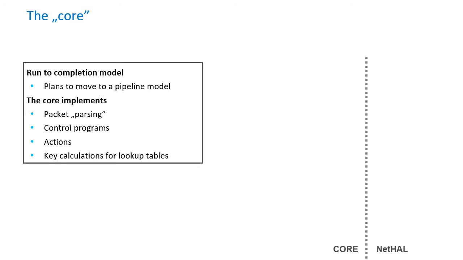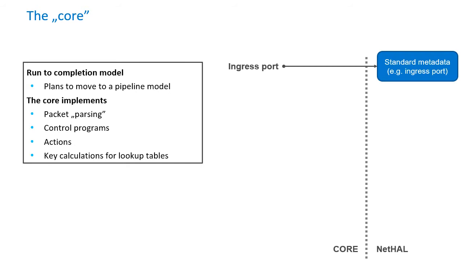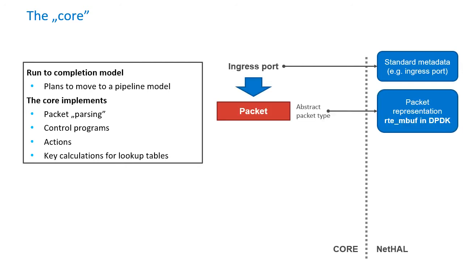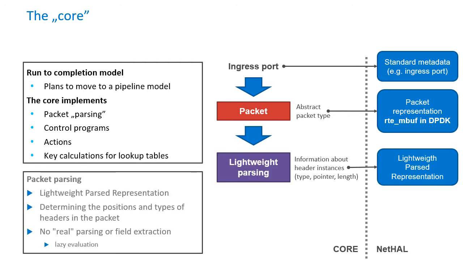Tapas implements a run-to-completion execution model, which means that the packet is processed from the beginning to the end on a single thread. After receiving a packet, we get standard metadata, which is implemented by the network hardware abstraction library. However, it can be used in the core C code. The packet is implemented in the core as an abstract packet type, and the actual implementation for DPDK is done by rte_mbuf types. We implement lightweight parsing. It is part of the core compiler.